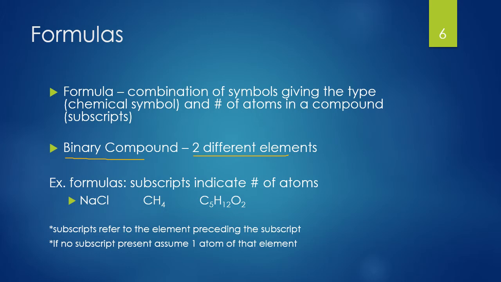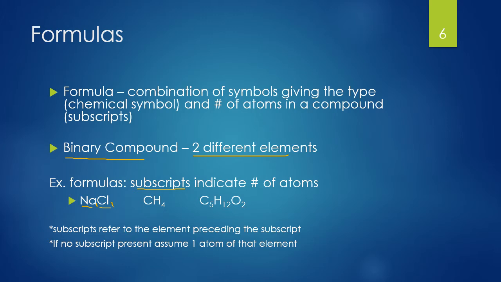In this first one, we have NaCl. So there are 2 elements present, sodium and chlorine. Now the subscripts present on these chemical formulas indicate the number of atoms. But notice for this first one, NaCl, there are no subscripts. So if you don't see a subscript, you can assume there's just one of each of those atoms. So this chemical formula tells me there's 1 sodium and 1 chlorine.